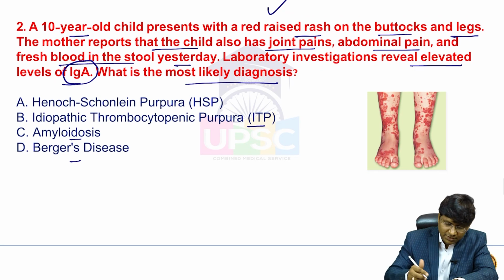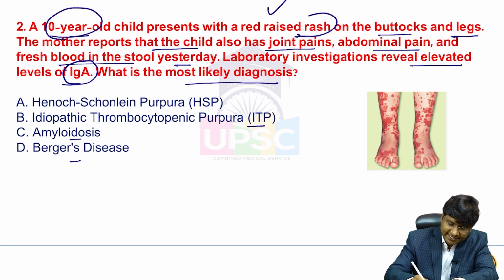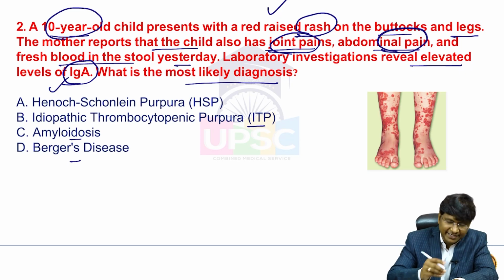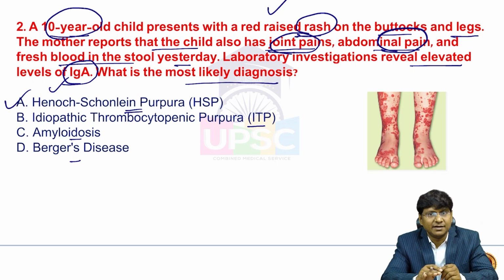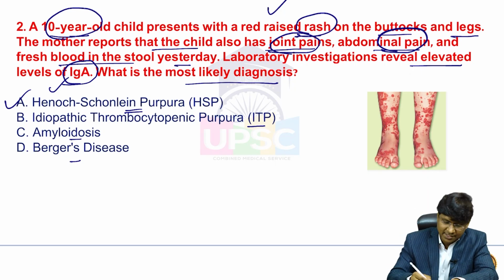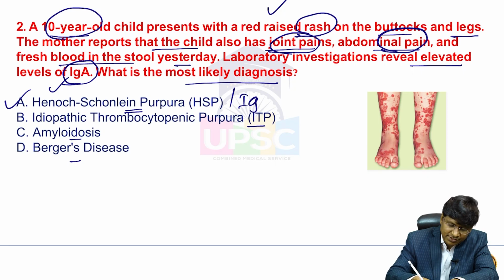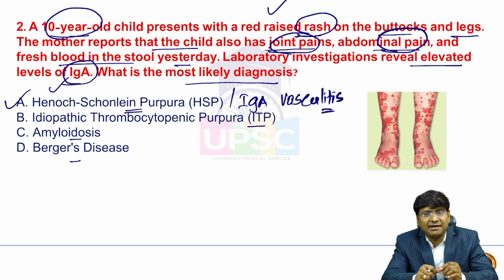So in this child, there is rash, joint pain, abdominal pain, and elevated IgA levels. All these are suggestive of Henoch-Schonlein purpura. So the child exhibits classical signs and symptoms of Henoch-Schonlein purpura. Another name for Henoch-Schonlein purpura is IgA vasculitis, because within the vessel the antibody that you have is IgA, which is a complex immune mediated vasculitis, and that mainly involves the small blood vessels.